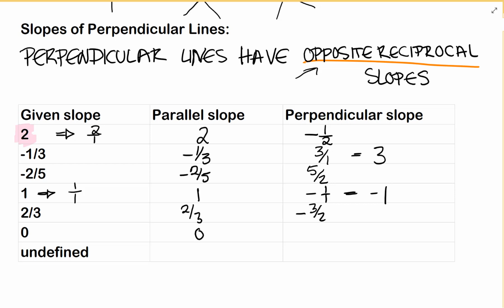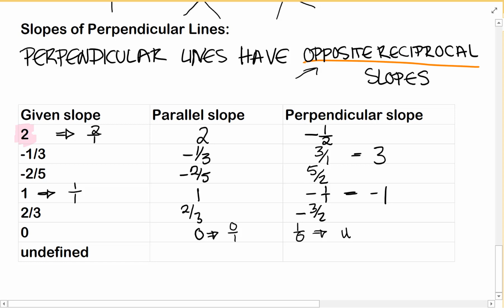So if I were to write 0 as a fraction, that could be written just like the others, 0 over 1. And then if I were to flip that, that would be 1 over 0. Uh-oh, you can't have a 0 on the bottom. You can't divide by 0. So what kind of slope would that be? That would be an undefined slope.